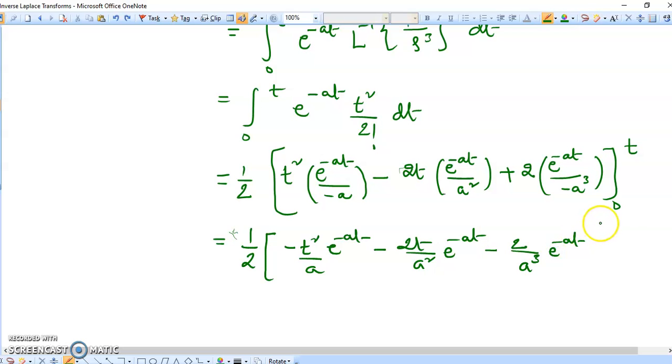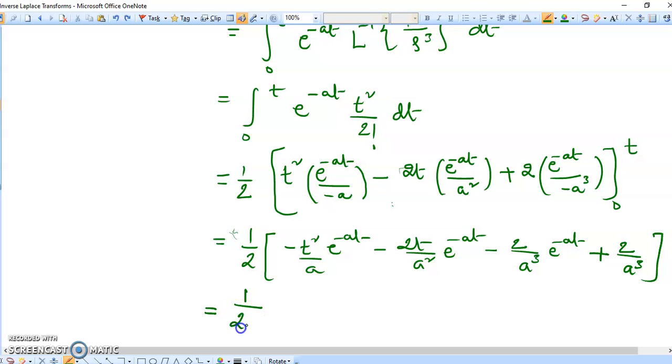Now while substituting the lower limit, in place of t, I will put t is equal to 0, so that the first and second terms will vanish. So only the third term will remain, and for the lower limit there is again a negative sign, so it will be plus 2 by a cube, because e power 0 is 1. And this will be our final answer. If there is anything to simplify, we can do that. Otherwise we can keep that as it is.